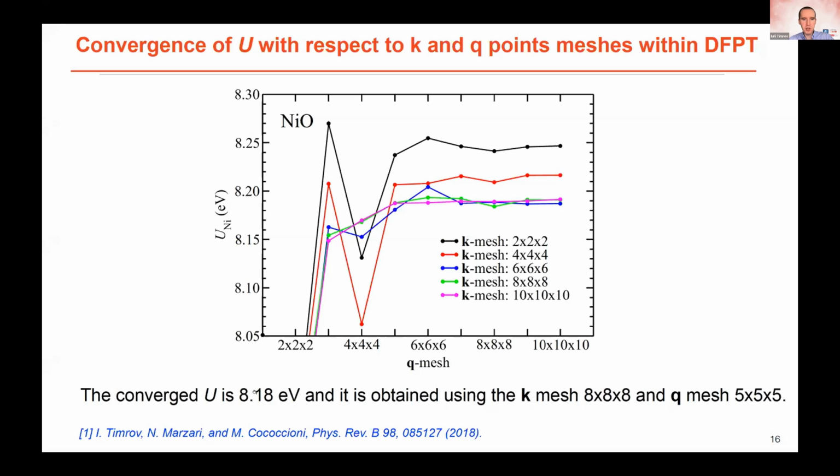Let's say in this case, we can tell that the converged value of the Hubbard-U is 8.18 electron volt, and this can be obtained using the K mesh 8 by 8 by 8. So this corresponds to the green curve, and the Q mesh 5 by 5 by 5. So this means we take this dot here. So that's our converged value.